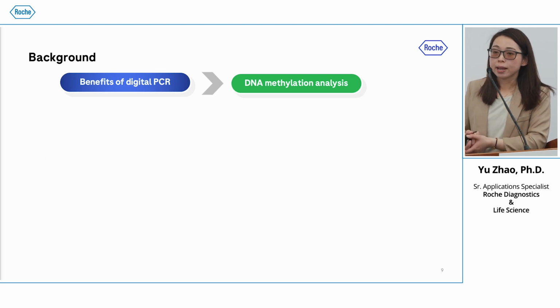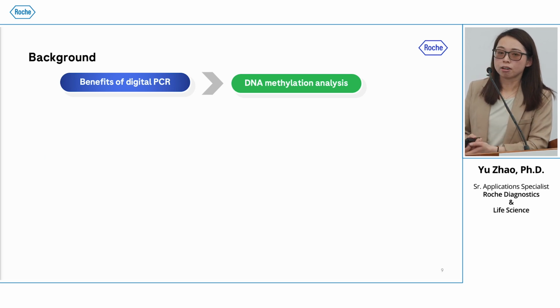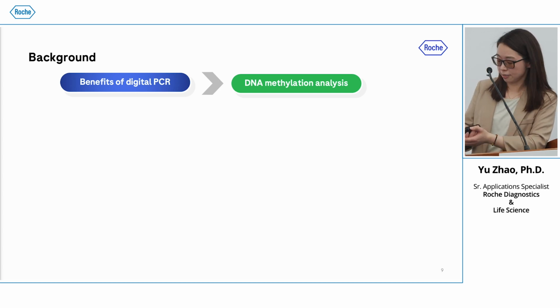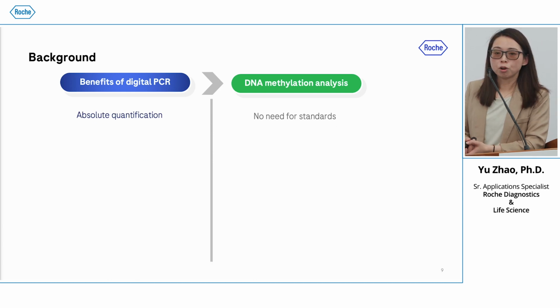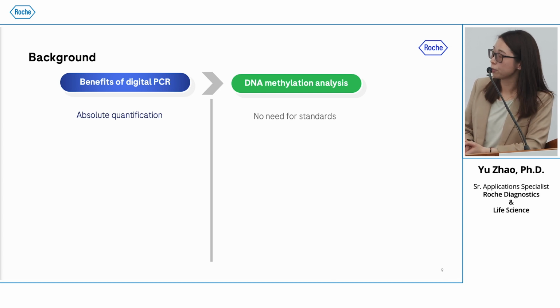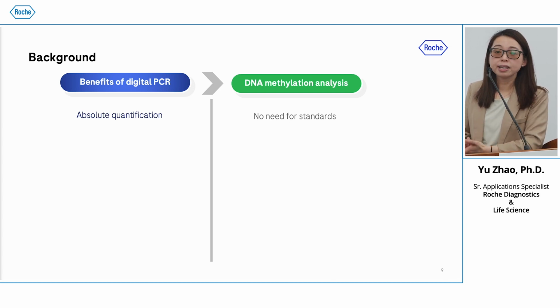So what are the benefits of using digital PCR, especially in the context of DNA methylation analysis? First of all, digital PCR allows absolute quantification without relying on standards, which is beneficial for any PCR assay that requires quantification.